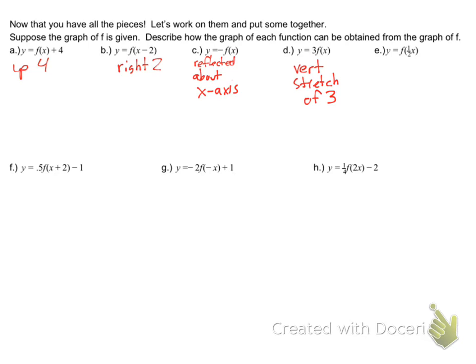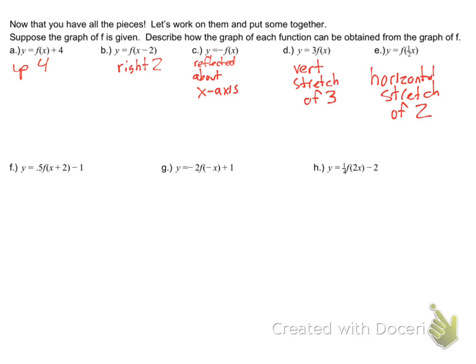What does this 1/2 do to my graph? It's not a vertical compression. It's a horizontal stretch of 2. It's going to be twice as long horizontally. You guys all see that? This is what we had to do in our homework.